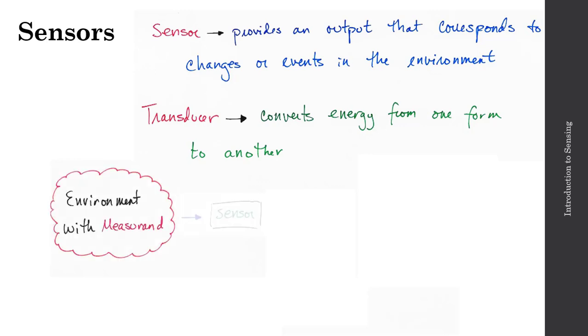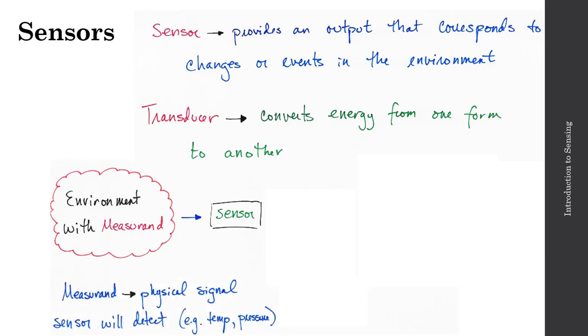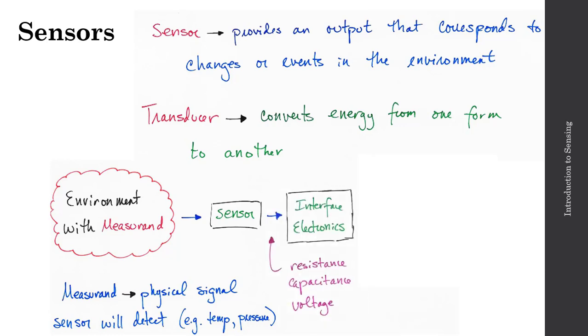Consider here a sensor operating in an environment with a measurand, where the measurand is a physical signal that the sensor will detect. So that might be something like light or temperature or pressure. So we have our sensor in our environment, and we'll typically connect that sensor to some sort of interface electronics. These interface electronics are typically performing tasks like amplifying or filtering a signal such that we can focus in on the components of the signal of interest.